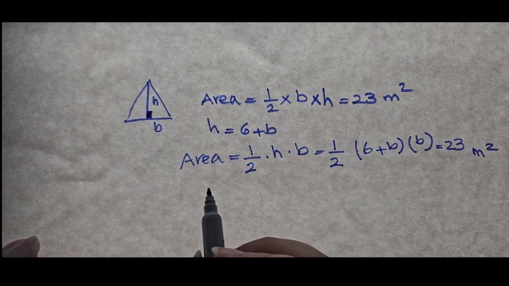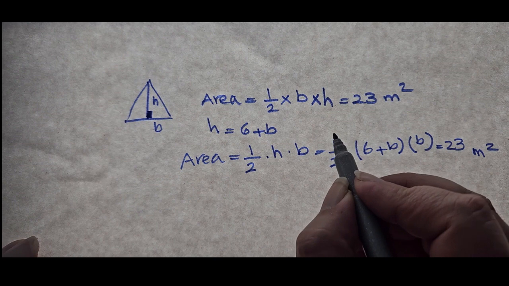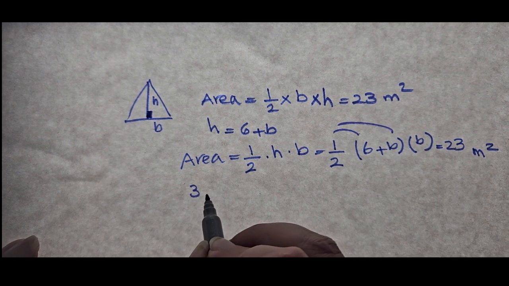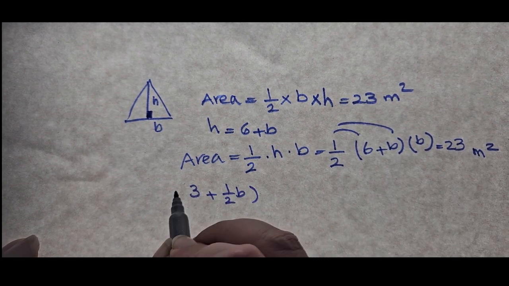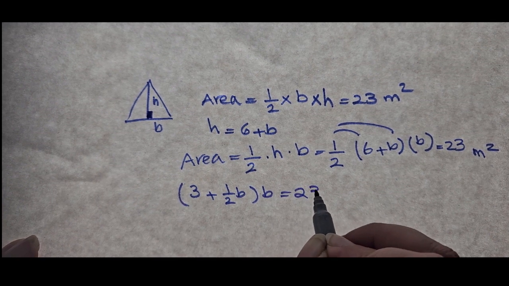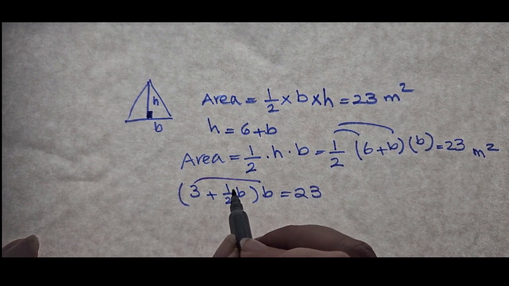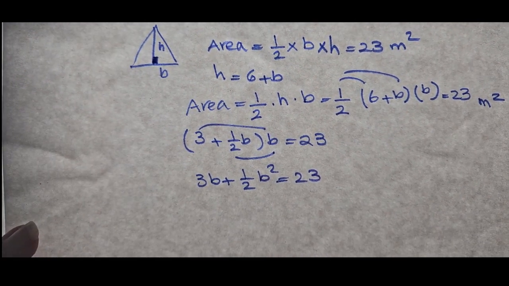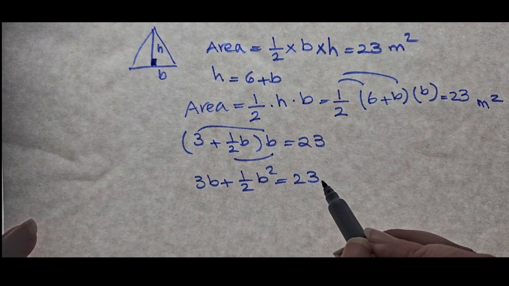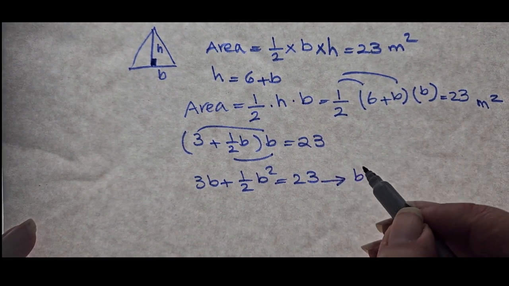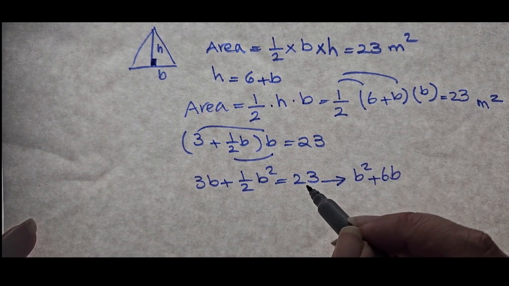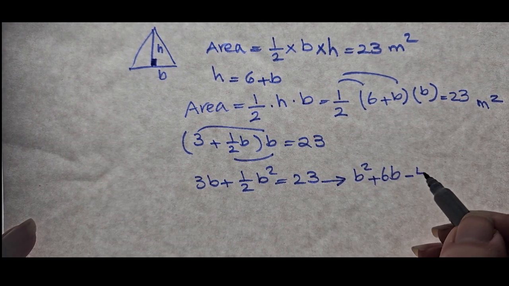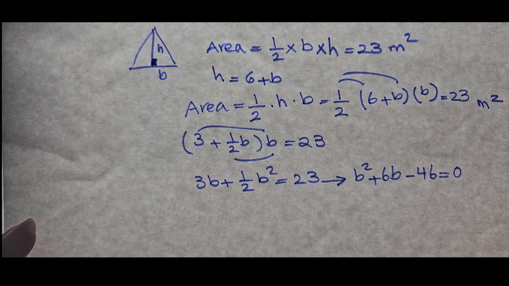meters squared. So if I multiply everything, this goes by this, that would be 3b plus half b multiplied by b equals 23. So again, I have this one multiplied by this one, 3b plus 1 over 2 b squared equals 23. So what I can do here, I multiply everything by 2 to get rid of the fraction. So it would be b squared plus 6b. Then on this side would be 46. I bring everything to the one side, so negative 46.